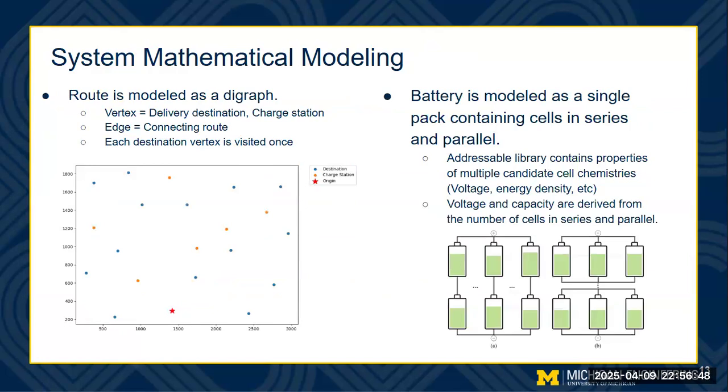The system includes models for route, battery, and motor subsystems. The route is modeled as a digraph where vertices represent charging stations and delivery locations. Edges represent connecting routes, and the battery is modeled as a single pack with a mass and a capacity that is derived from a number of cells in series and parallel. Next slide.